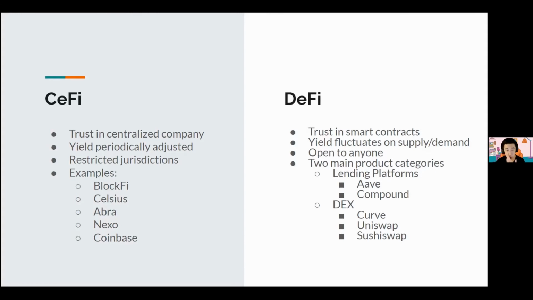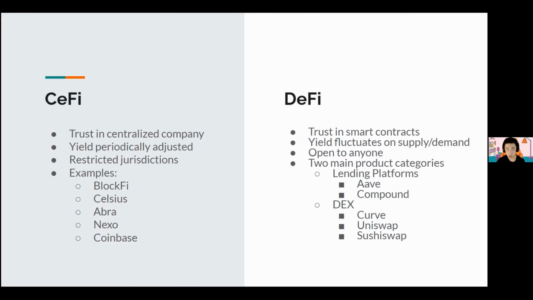On the DeFi side, you have things that do very, very similar objectives, but how they work in the back end is a little bit different. Instead of trusting in a centralized company, you have to trust the smart contract. Whatever the team that built that contract coded, it's there for you to read, and it will do exactly as it's coded. The yield on DeFi fluctuates basically every block or every few seconds, and it's dependent on the supply and demand of the market. For DeFi, anyone is able to use it.